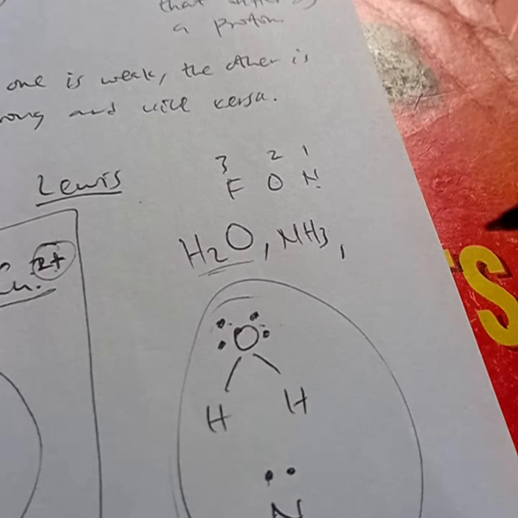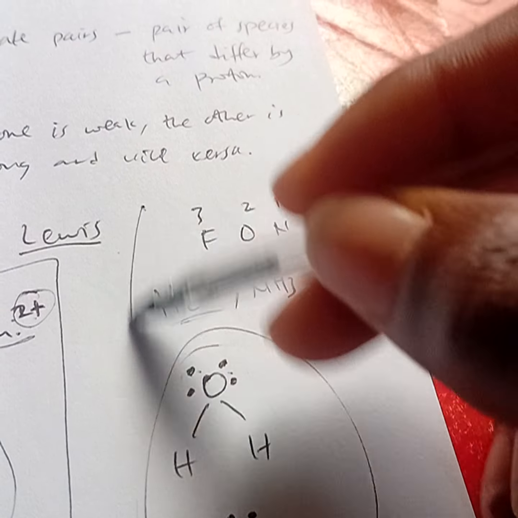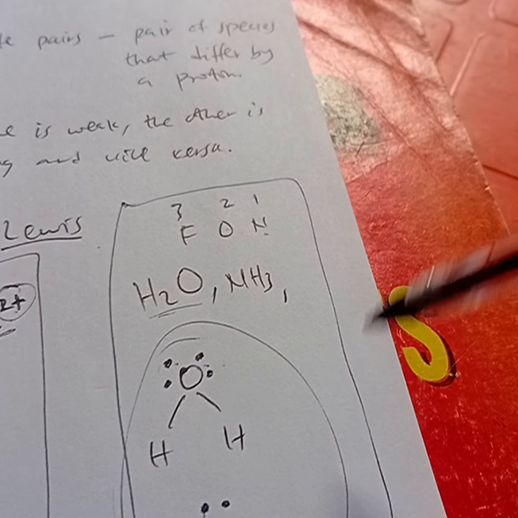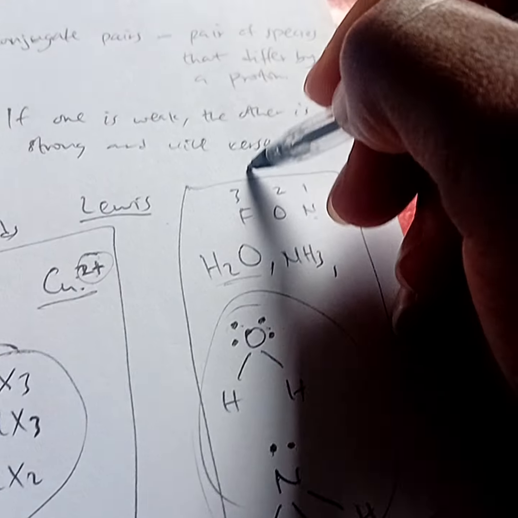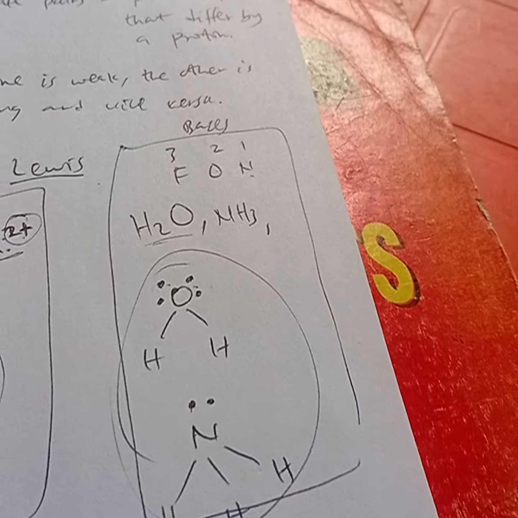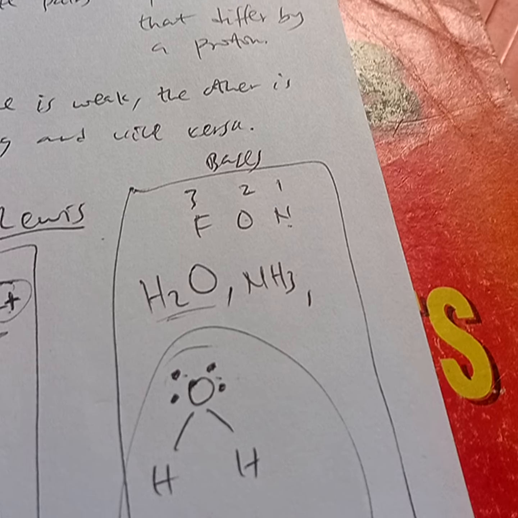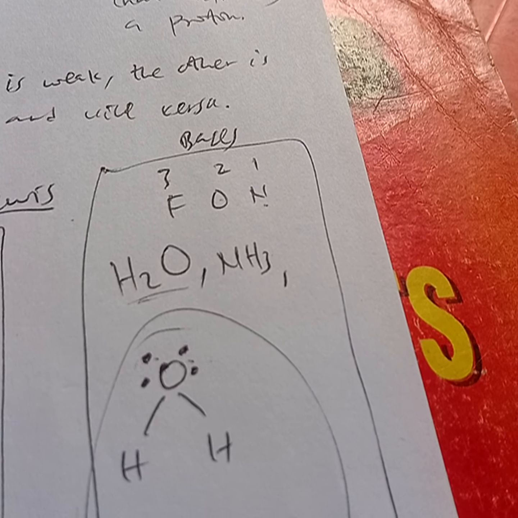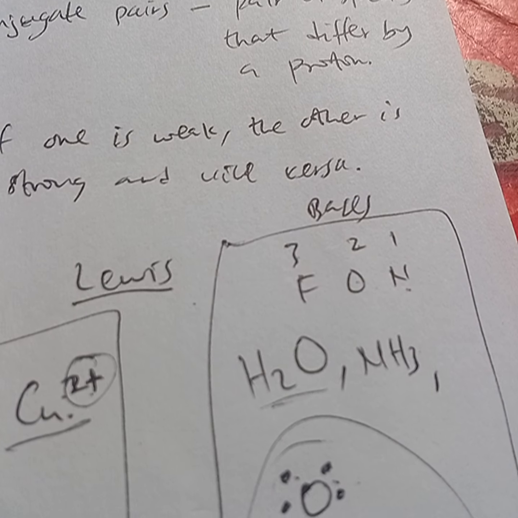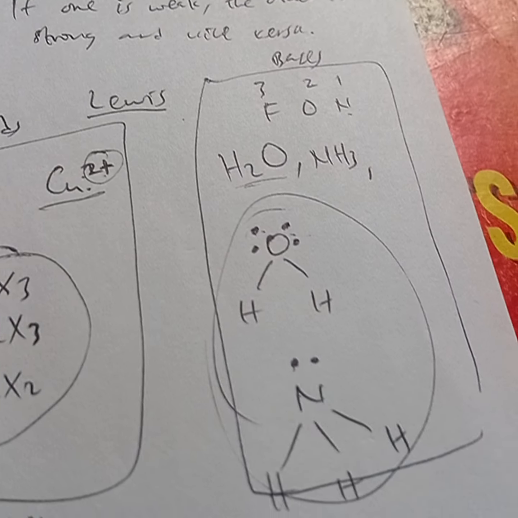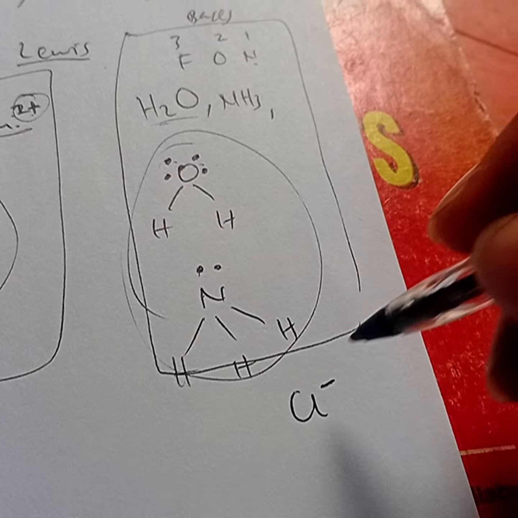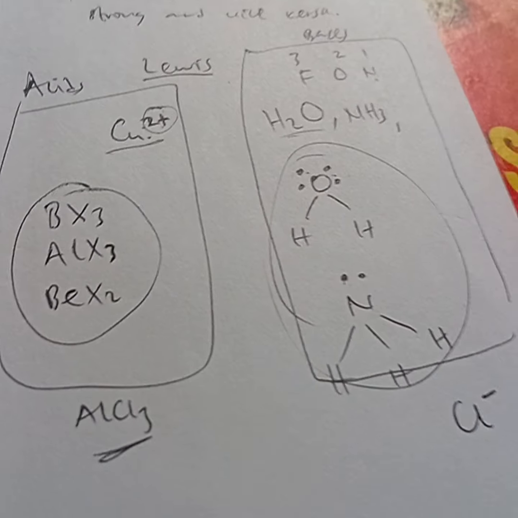Then the bases. Species with lone pairs will form what? Lewis bases. And negative ions, please don't forget negative ions, they form Lewis bases. And compounds with lone pairs, if I give you Cl minus, it forms a Lewis base.